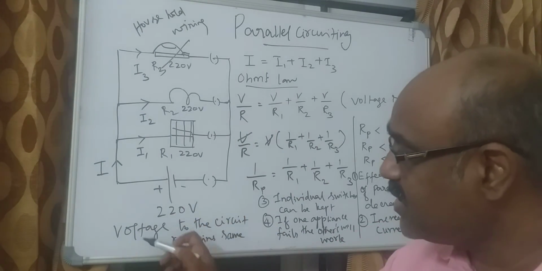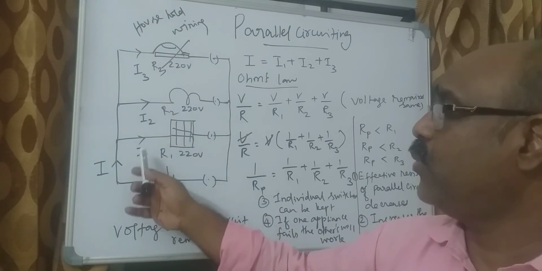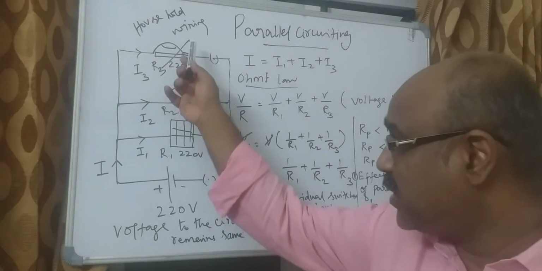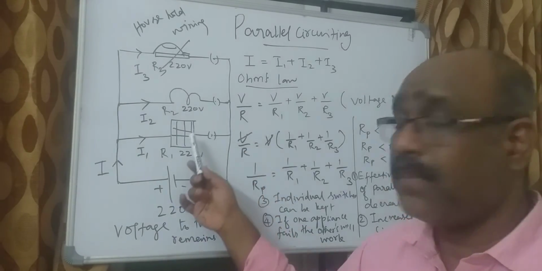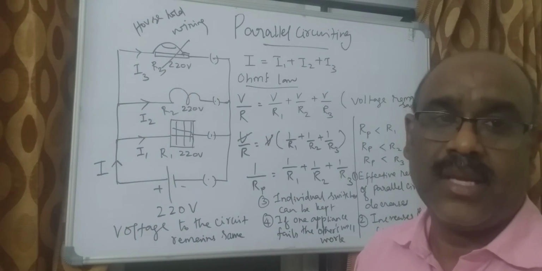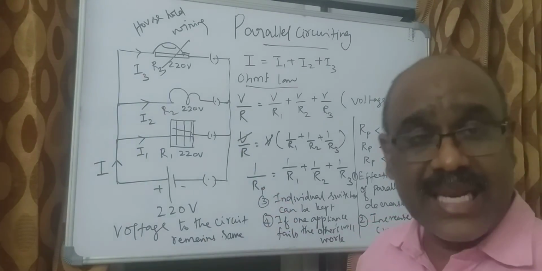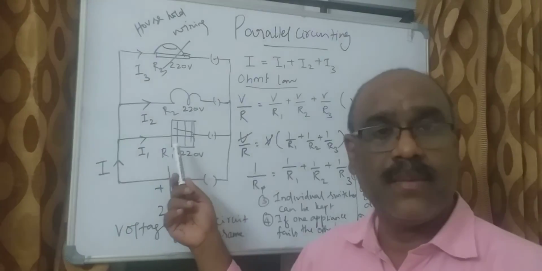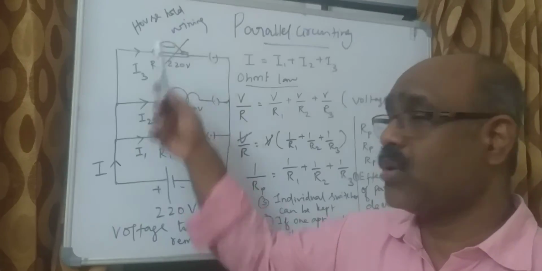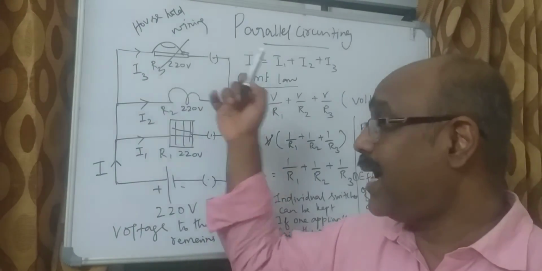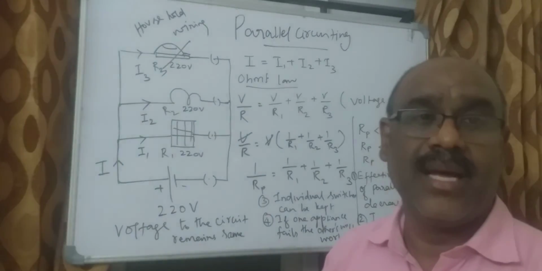If voltage remains the same, then the current splits into I1, I2 and I3 according to the resistance of the circuit. That means whichever appliance has less resistance will accept more current. Whichever has less resistance will get more current. Here in this case, this iron box will have the high resistance capacity. When it resists more, it gets heated more.